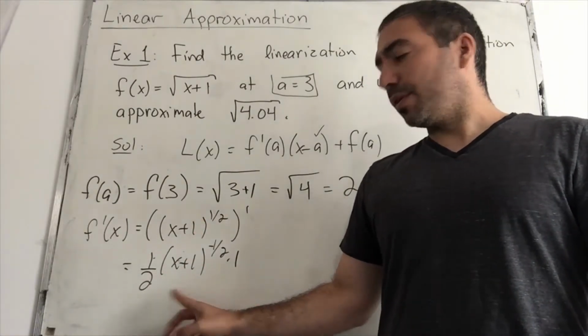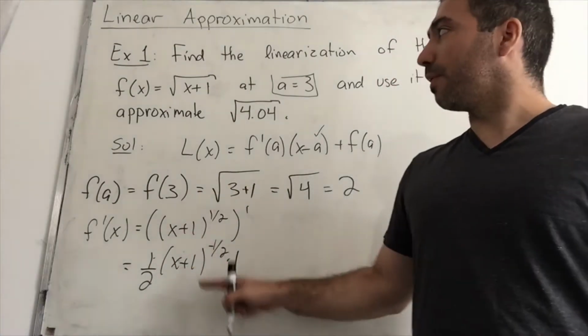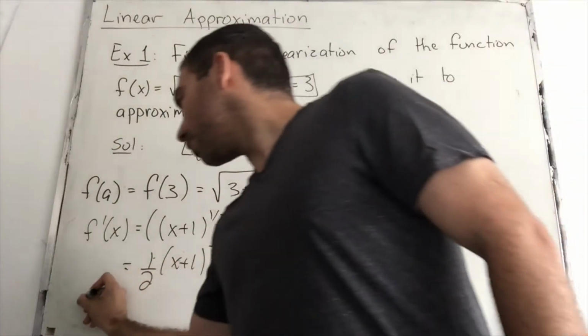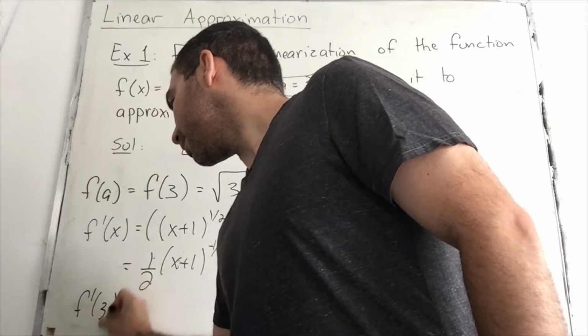So this is our derivative, and next we're going to substitute the value A, which is 3. So f prime of 3, this is essentially our slope.